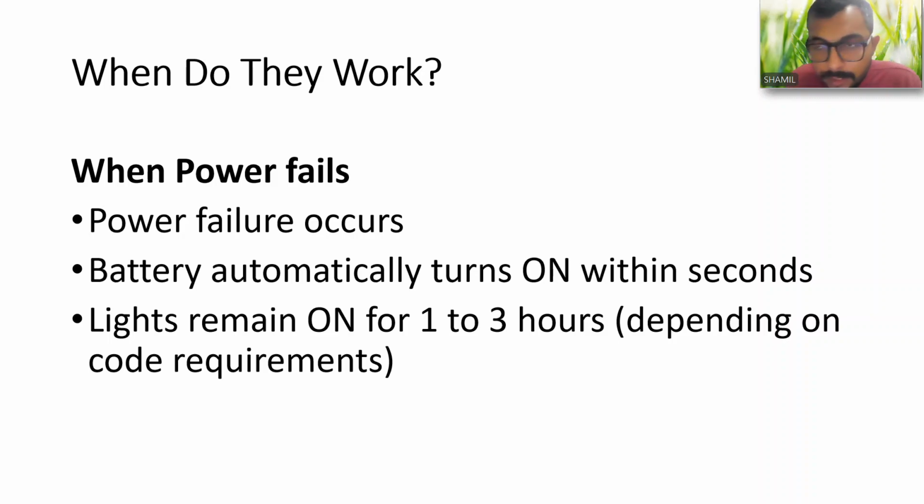Now, when the power failure occurs, the battery in the emergency lights or the exit lights will turn on within seconds, and the light will remain on for 1 to 3 hours, depending on the code requirements and the battery capacity. Whenever the power failure occurs, the emergency and exit lights will be turned on to provide illumination, for 1 to 3 hours depending on the code requirements, and this is based on the battery capacity as well.